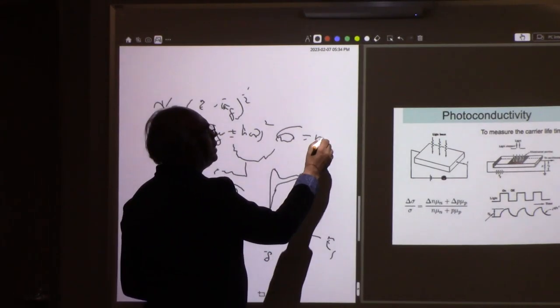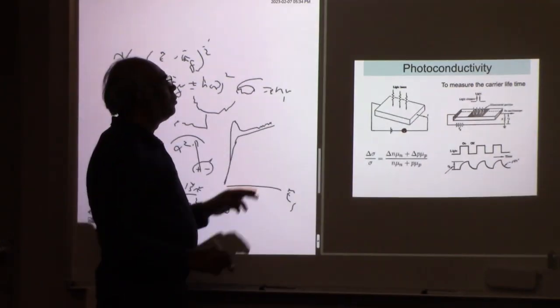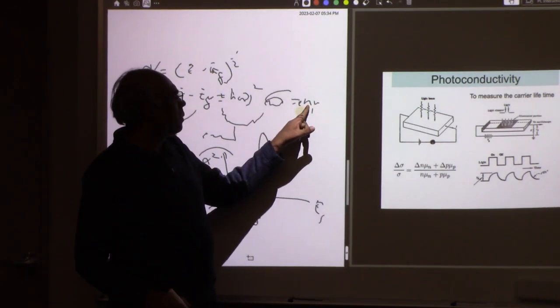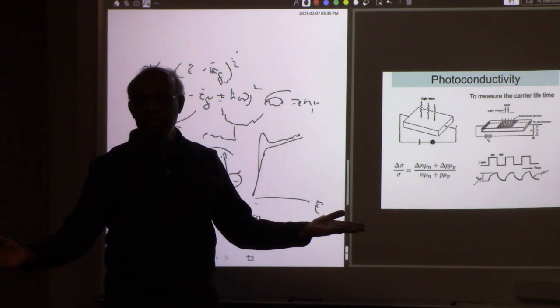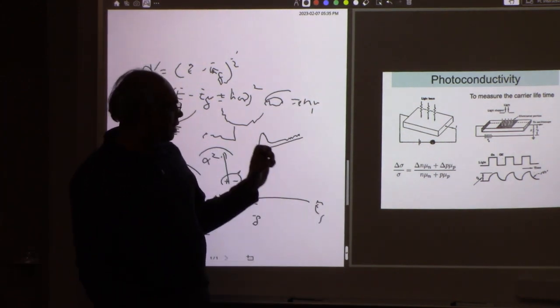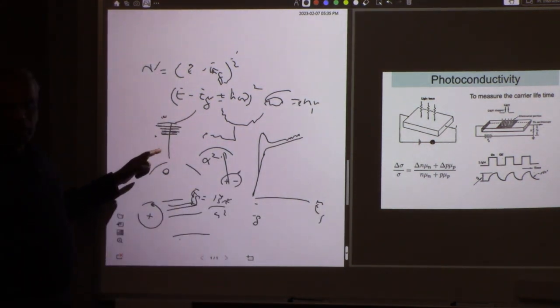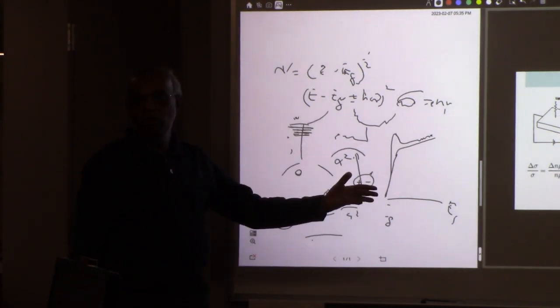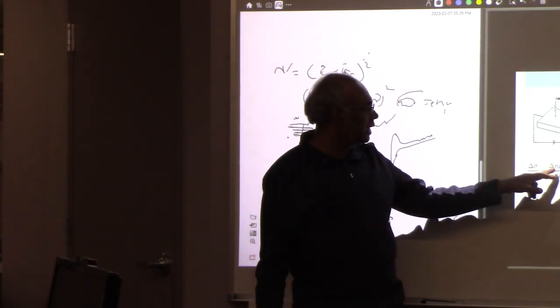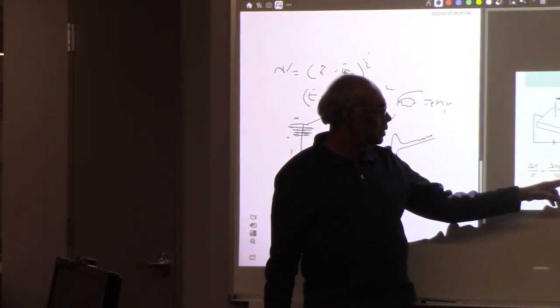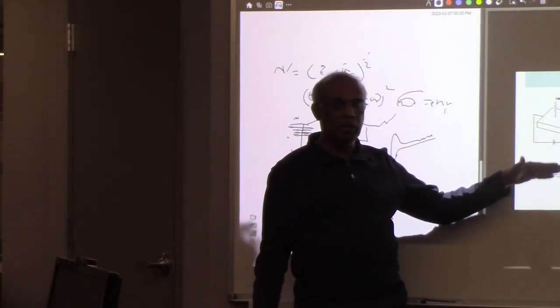Typically the conductivity sigma is given by e n times this something called the mobility. So it depends on n, the number of carriers. If you have more carriers, you have higher conductivity, right? By shining light, you create more electrons and more holes. That means your sigma is going to be increased by delta sigma. So that's how you measure the photoconductivity.